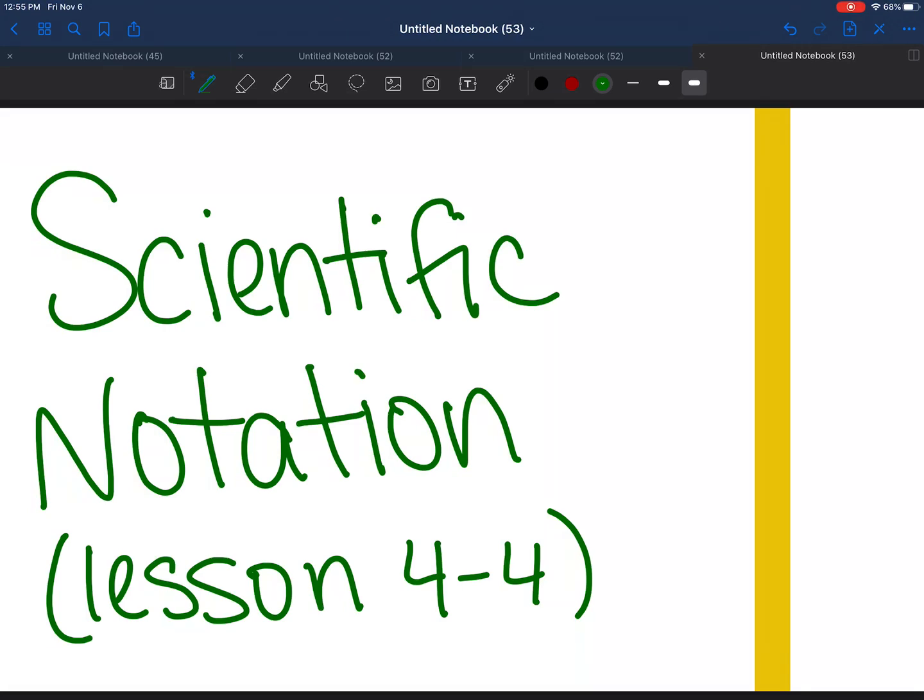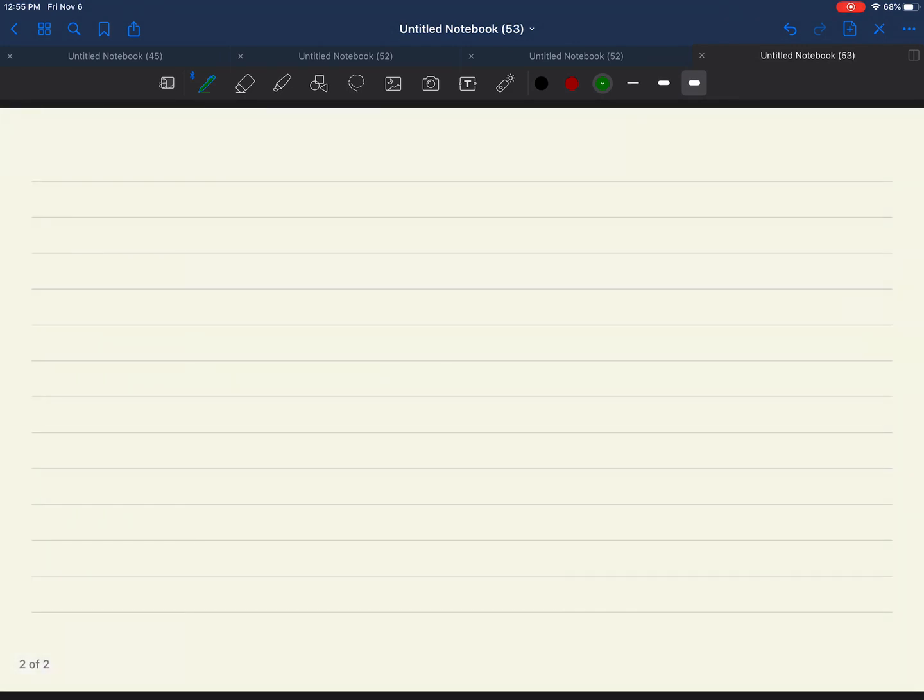Okay, today we are going to continue chapter 4. We're looking at lesson 4, which is scientific notation. Now, this is something that you guys have probably seen before, maybe in your science class. I know you've looked at it a little bit. You probably haven't done it extensively, but you should have at least seen it once or twice before.